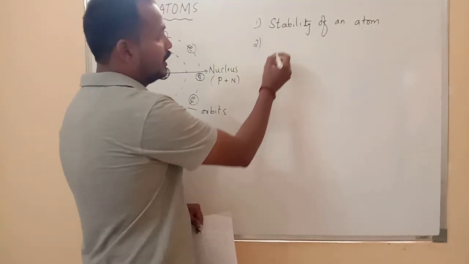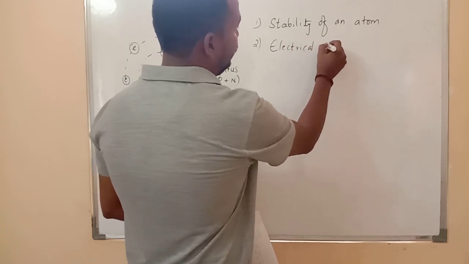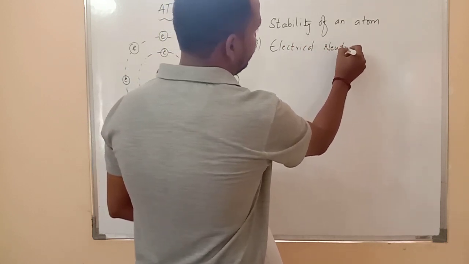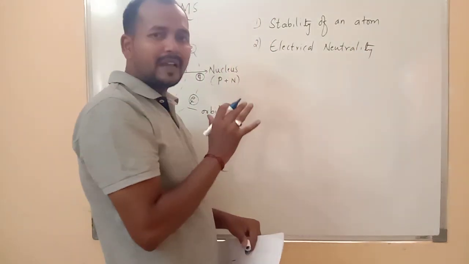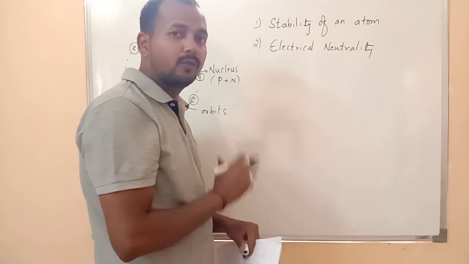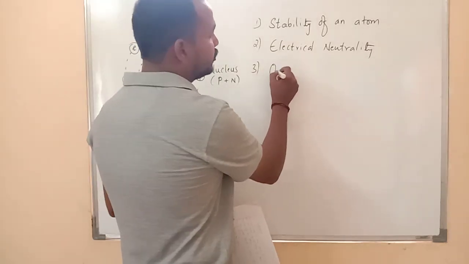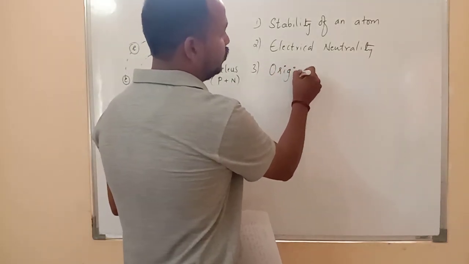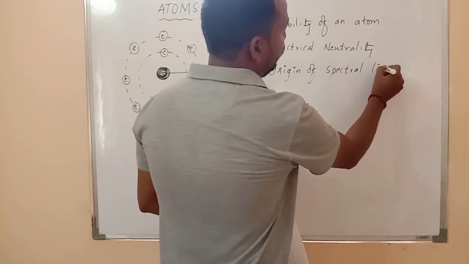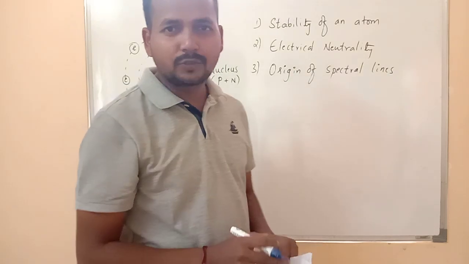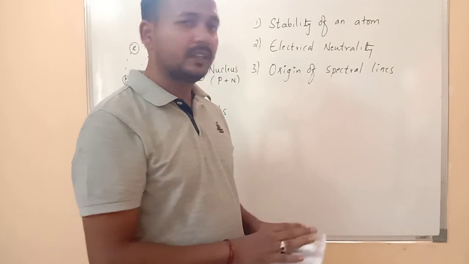Second one, electrical neutrality of an atom. Sometimes an atom is said to be neutral. Why? We have to understand here. The third fact is the origin of spectral lines. What are these spectral lines? When are they produced? Why are they produced? All these we'll study in this chapter.